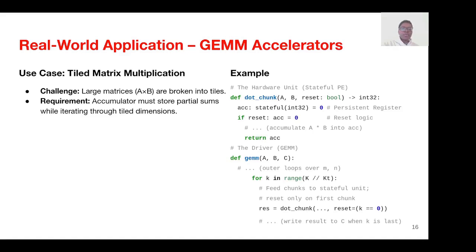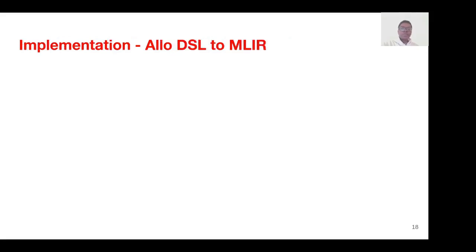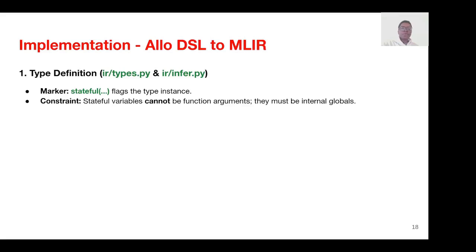after every chunk. Other applications could be an outer-product GEMM accelerator, where we're multiplying every column by every row to give us a whole matrix, and we will need to accumulate those matrices through iterations. And it's much easier with the stateful type qualifier. How do we do this? So first we need to add the stateful qualifier to our DSL and then to lower it to MLIR. So therefore, for type definition, we modify types in the inference file.